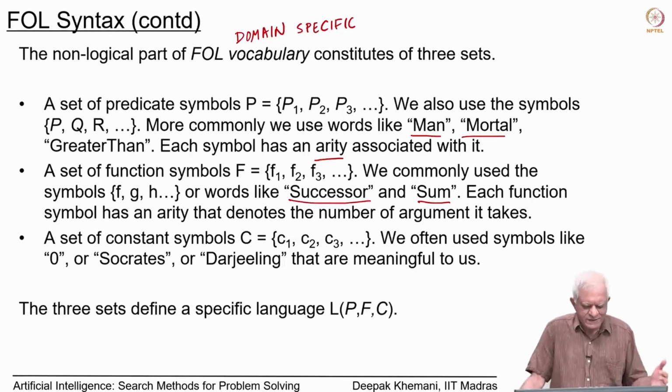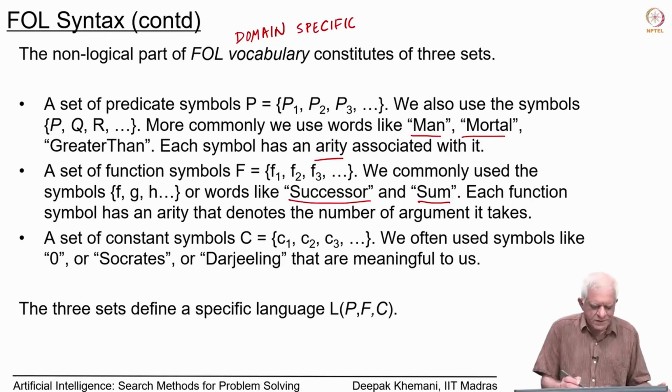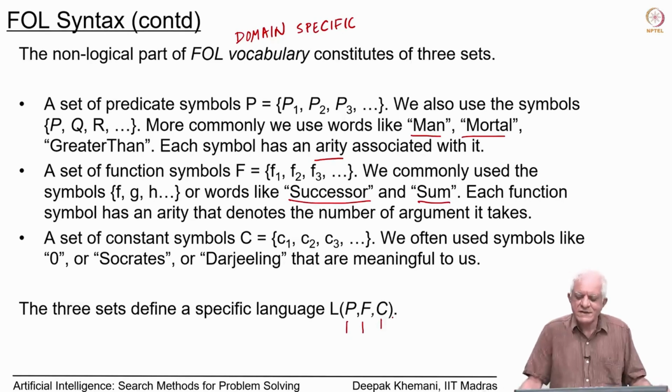So, we have these three sets: the set of predicate symbols, the set of function symbols, and the set of constant symbols, and they together define a language which is used to talk about the domain. In some sense, it corresponds to the short term memory that we had spoken about earlier.